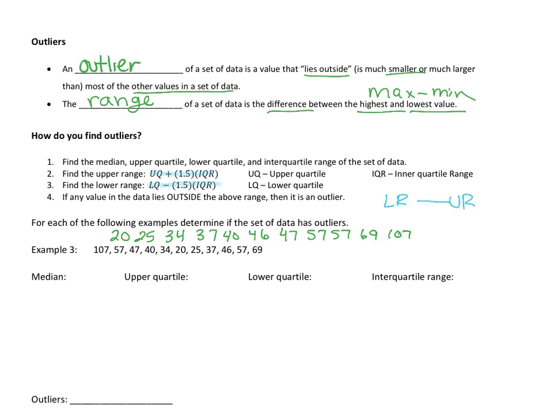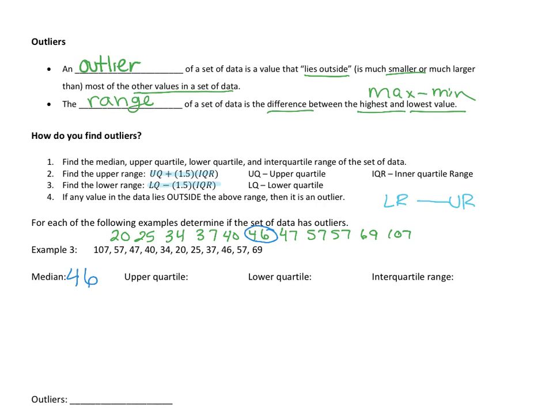So now I need to find the middle of the data. Well, there's 1, 2, 3, 4, 5, 6, 7, 8, 9, 10, 11 numbers. So that means my middle will be the sixth number. So 1, 2, 3, 4, 5, 6. And I have 5 numbers on each side. So my median is 46.